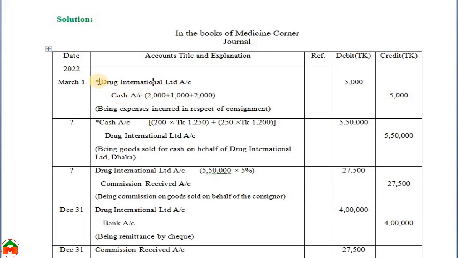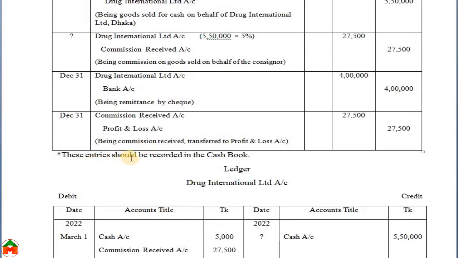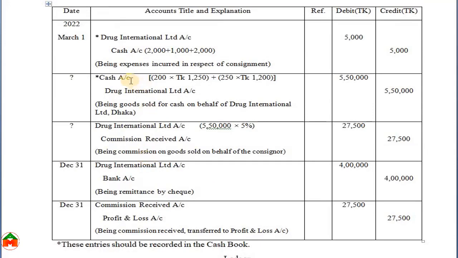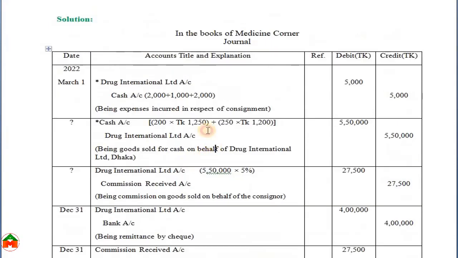Here there is a star sign, which is indicating that the journal entries related to cash should be recorded in the cash book. However, we have done our first journal for the expenses incurred by the consignee. Here the consignee is Medicine Corner.